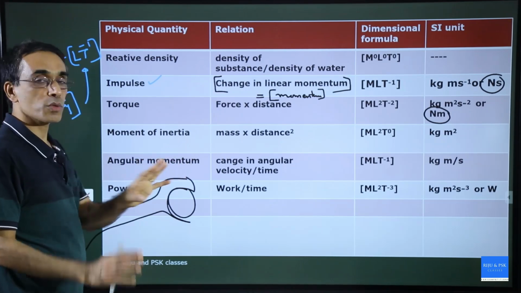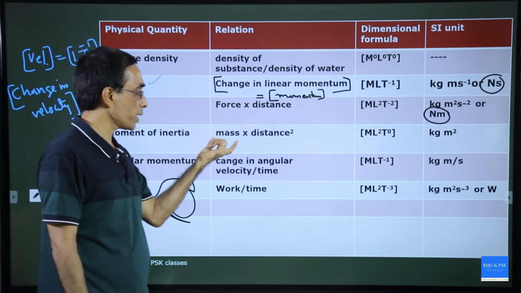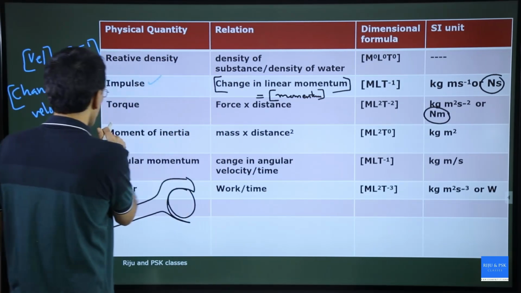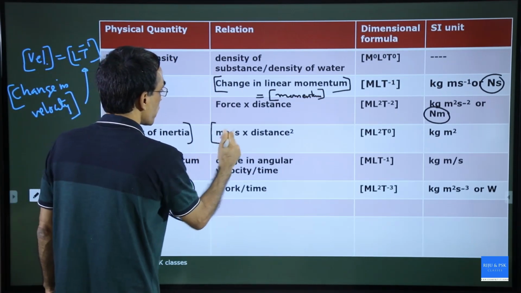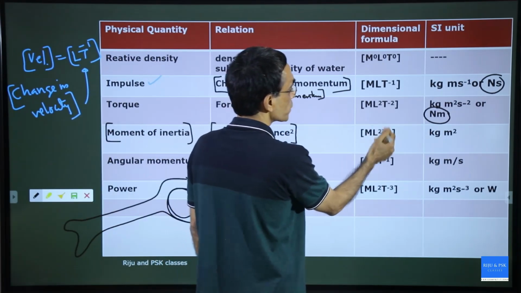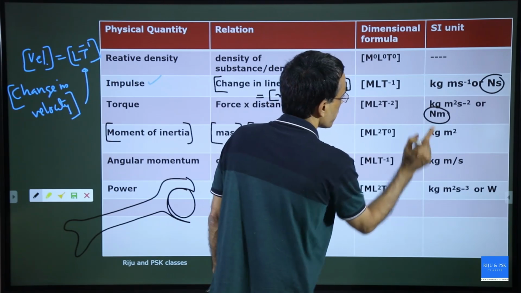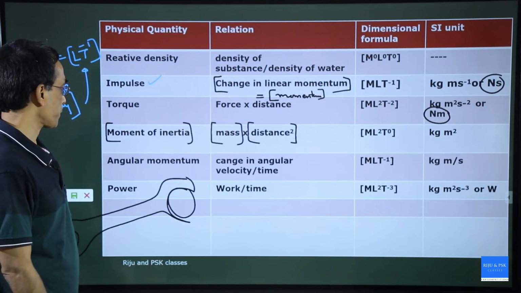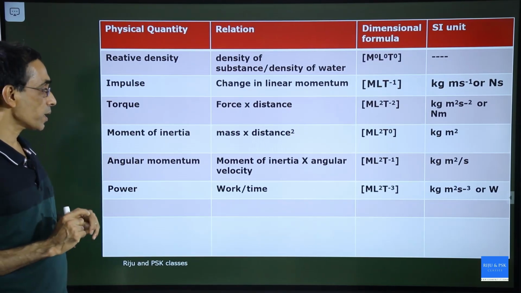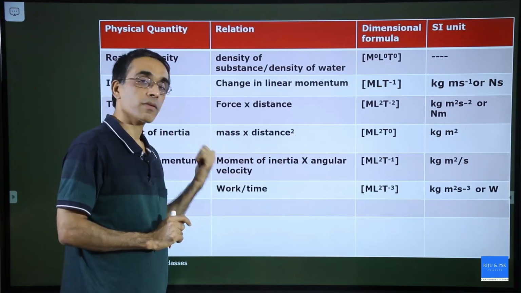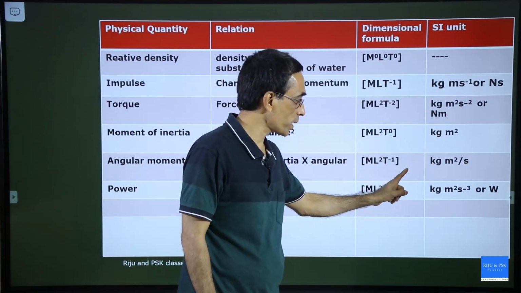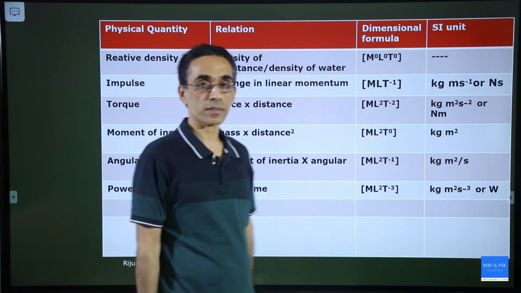Moment of inertia is something that you will never understand today, but it is calculated like mass into distance square. The dimensional formula of moment of inertia is the dimensional formula of mass into the dimensional formula of distance squared. So, I will give you M L square T raised to 0, with M in kilogram and length in meter, so kilogram meter square. Angular momentum is a term that you will study in the rotational motion chapter, which is moment of inertia into angular velocity. Then you will get the dimensional formula M L square T raised to minus 1, with unit kilogram meter square per second. Fine.